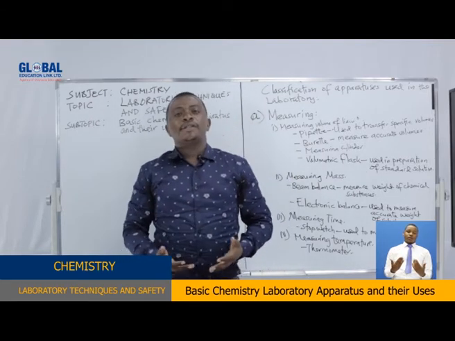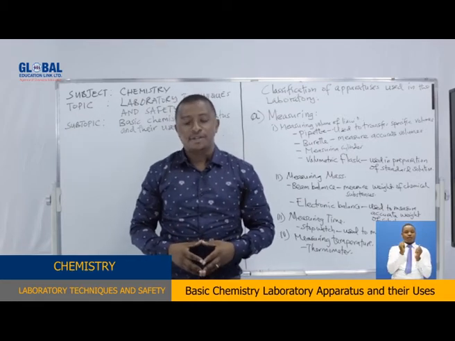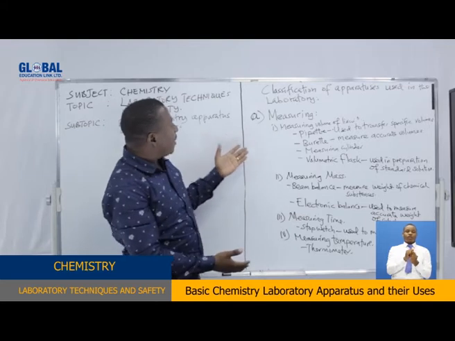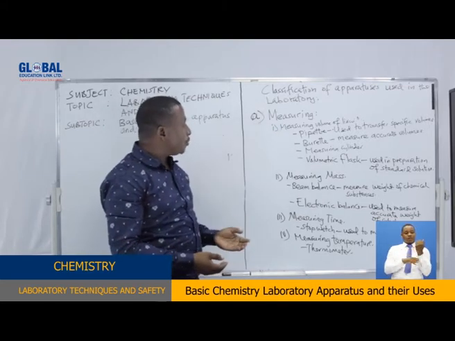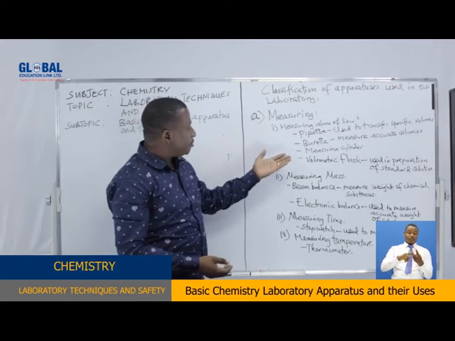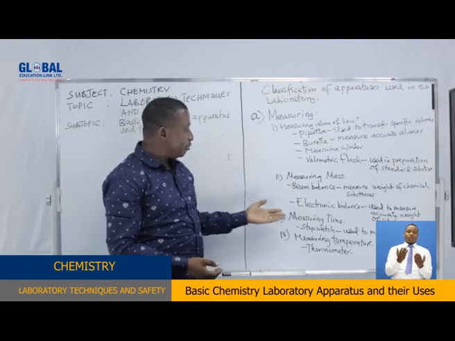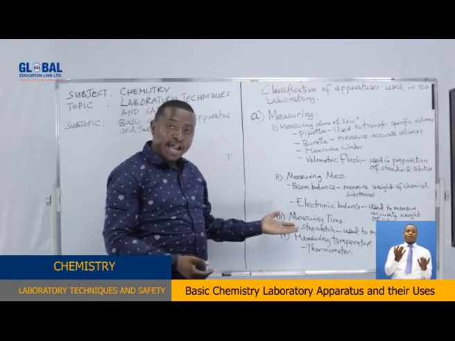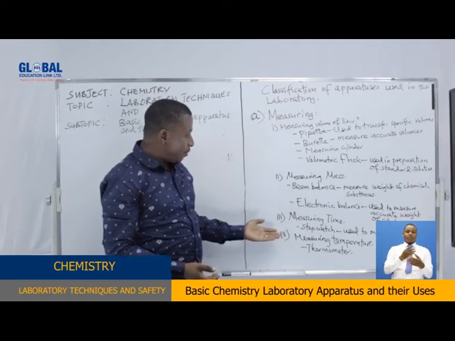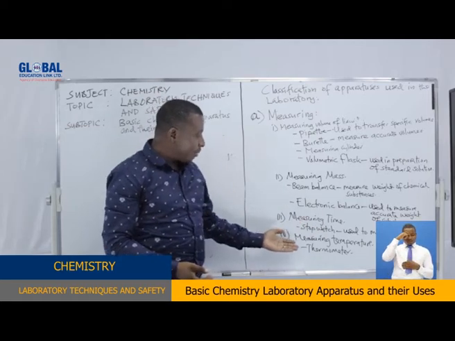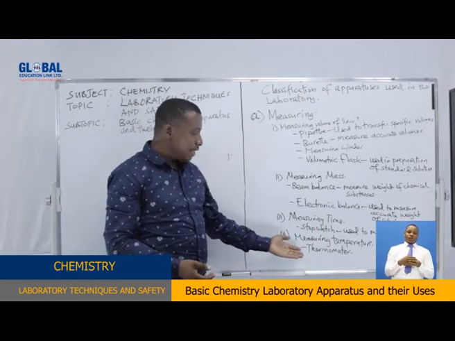Now let us see the other classification of apparatuses. This was about apparatuses for measuring. We have seen measuring volumes of liquids: pipette, burette, measuring cylinder, volumetric flask. We have seen for measuring mass: beam balance, electronic balance. For measuring time: stopwatch. And we have seen the apparatus for measuring temperature, which is known as a thermometer.